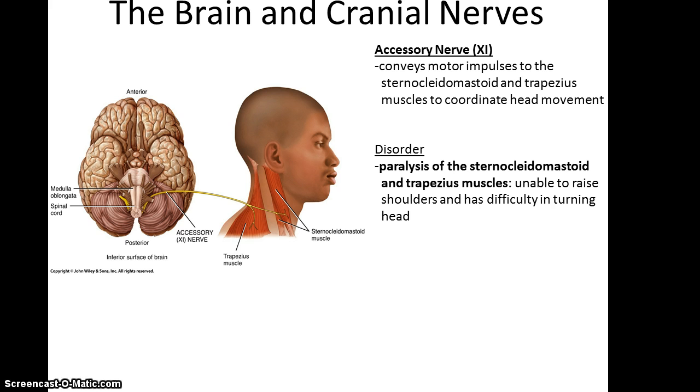Then we have the accessory nerve. It is a motor nerve only, and it controls the sternocleidomastoid and trapezius muscles found in the neck and back that help to coordinate head movement. And paralysis of this, or damage to this nerve, can lead to paralysis of the sternocleidomastoid muscle or the trapezius muscle, which would make it difficult to raise your shoulders, make it difficult to turn your head.